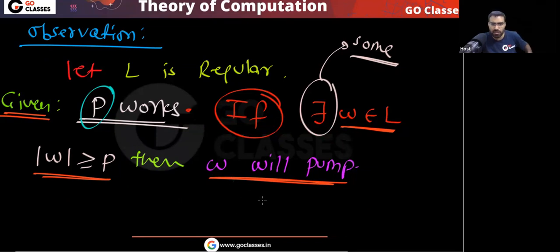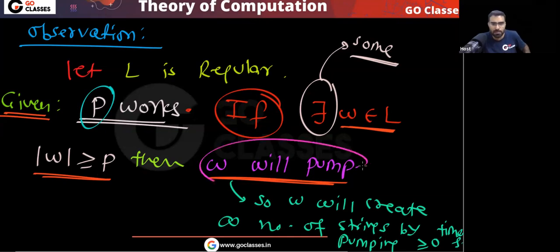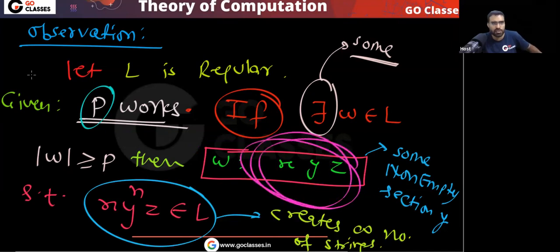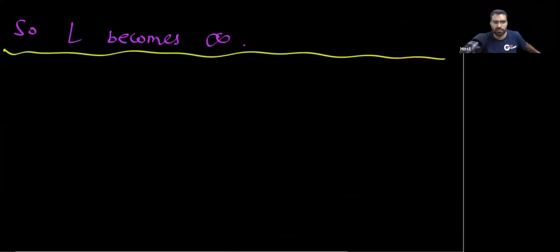Because this W is pumping, W will create infinite number of strings by pumping any number of times. Yes or no? Is this point clear? Correct? This is what I'm saying. This W will create infinite number of strings by pumping any number of times. So your language will become infinite.